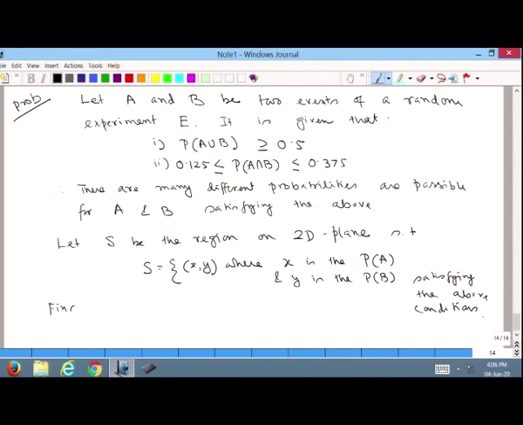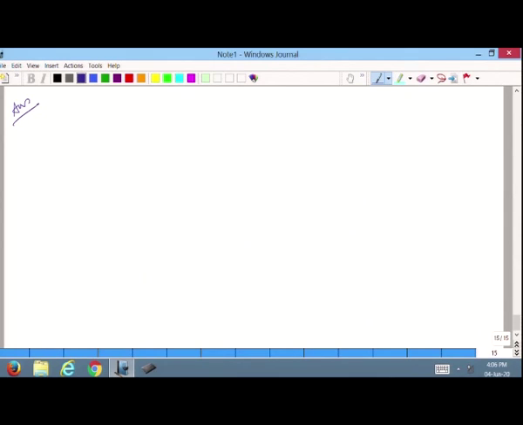Find the area and perimeter of S. So, that is the question. Answer: it is clear that S is contained in the unit square [0, 1] cross [0, 1].